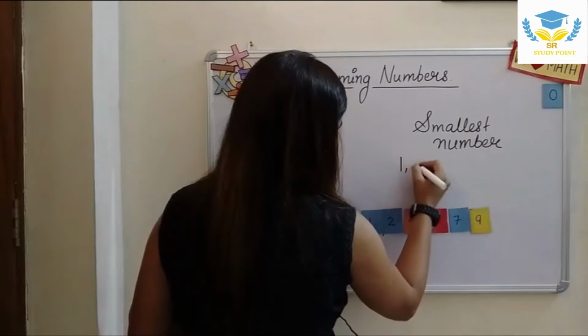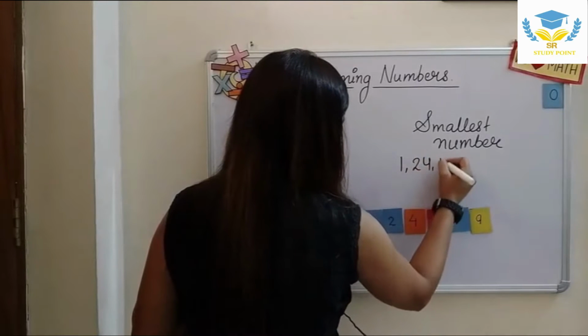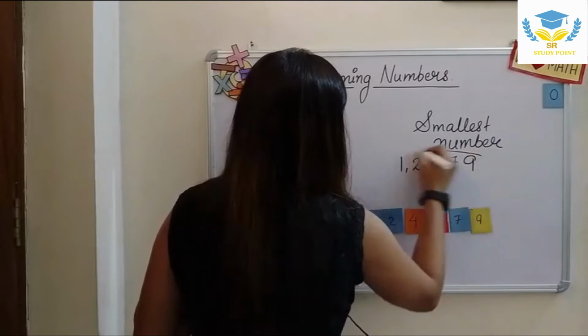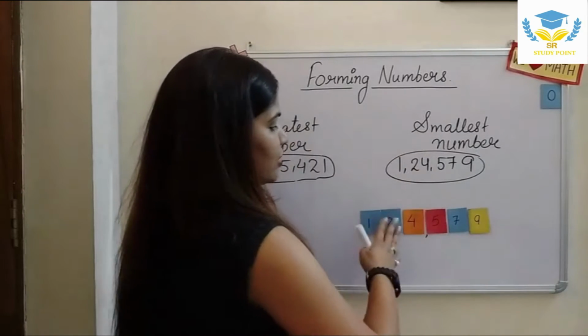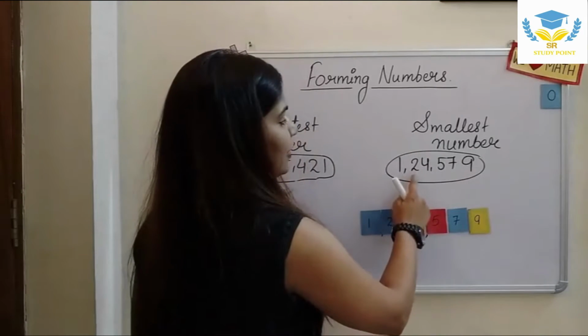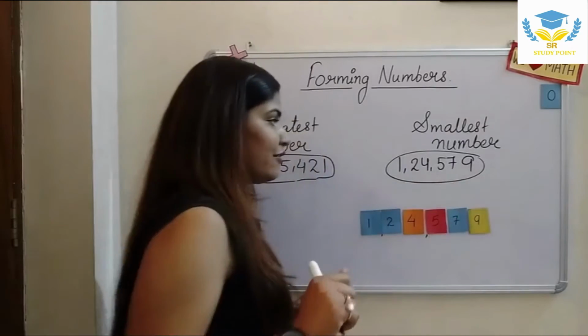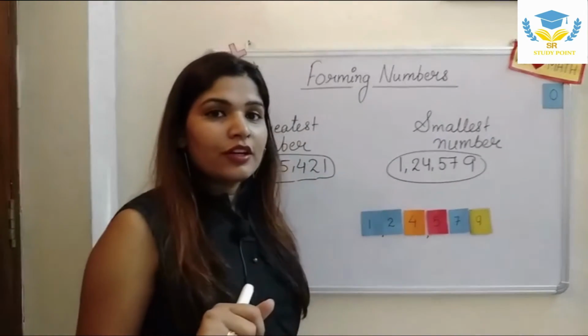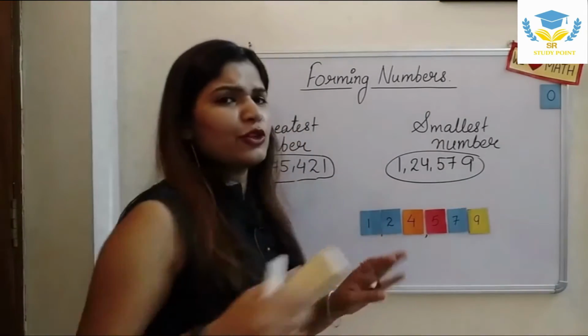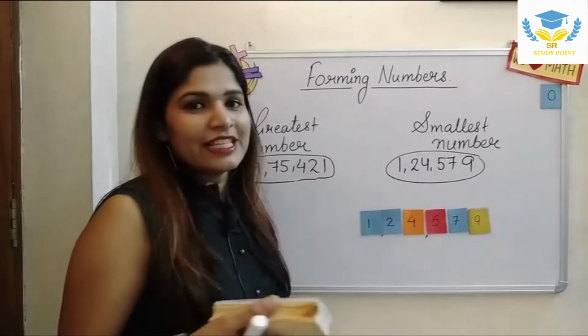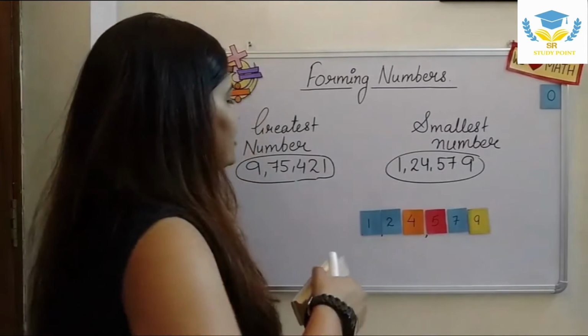So the number formed by using these digits will be the smallest number. So smallest number will be 1, 2, 4, 5, 7 and 9. That means the smallest number formed by using these digits is 1,24,579. So understood? Yes. It's really easy. If you will use a little common sense, it will be easier for you as well. So now let us see.